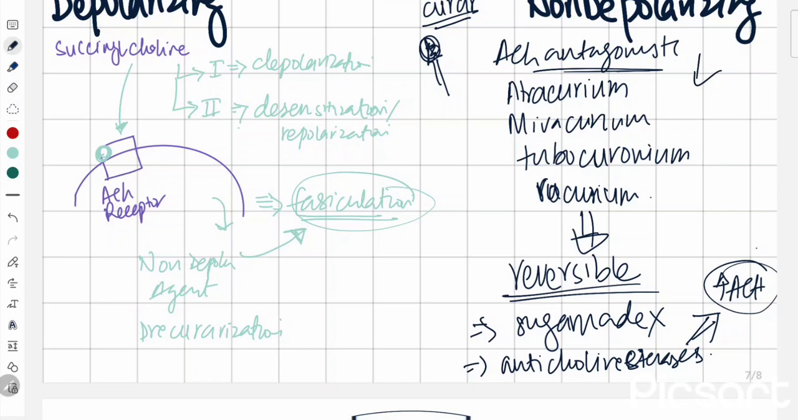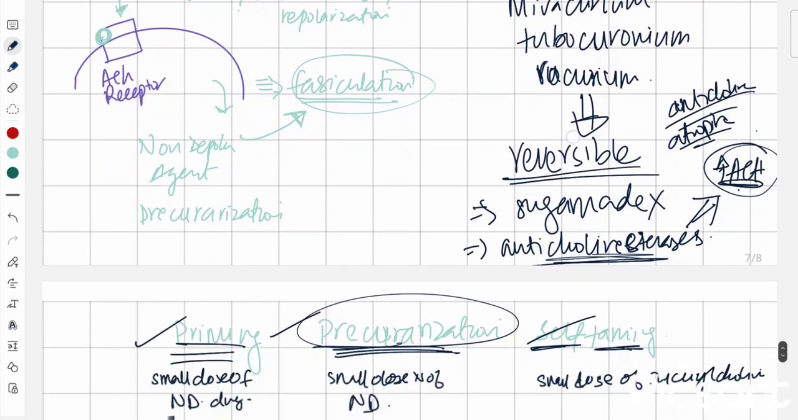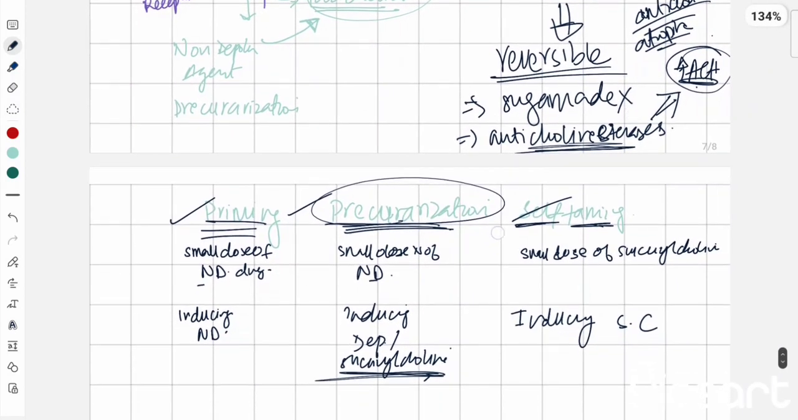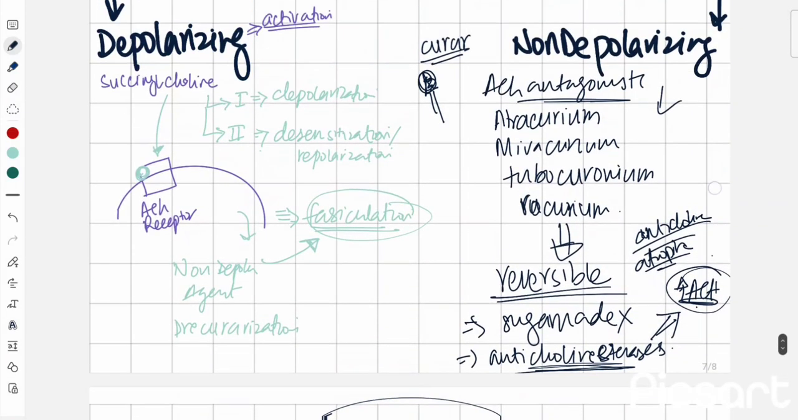And if you are giving anticholinesterases and it is increasing ACh, you must also give anticholinergics. Okay, you need to give anticholinergics, for example atropine. Of course, we don't need bradycardia with muscle relaxant reversal, so we need to give atropine for that. I think that's it for neuromuscular blockade.